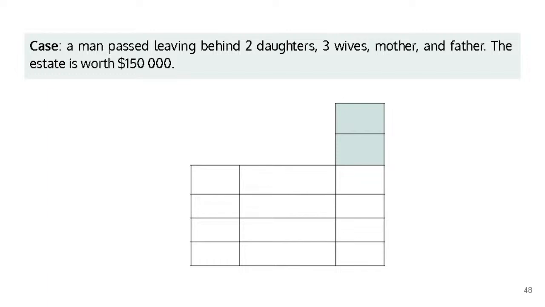Everybody will take their time and do it. You're going to do it by yourself, and then you're going to find the total amount. A man passed away, leaving behind 2 daughters, 3 wives, mother and father. His estate is worth 150,000.